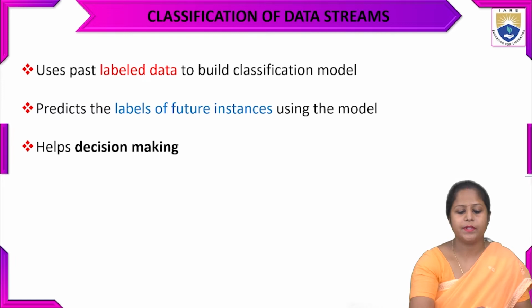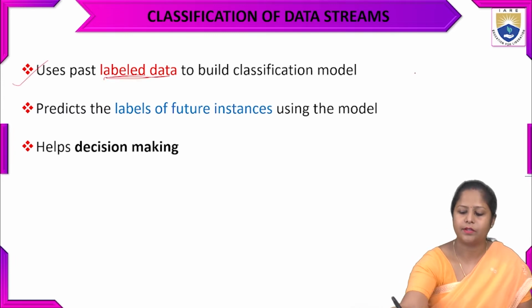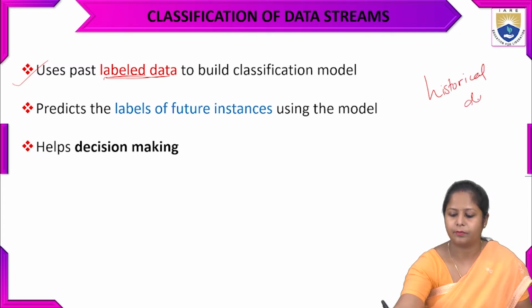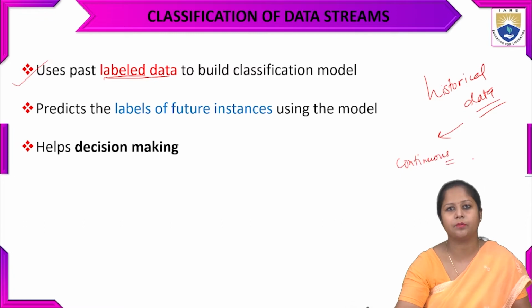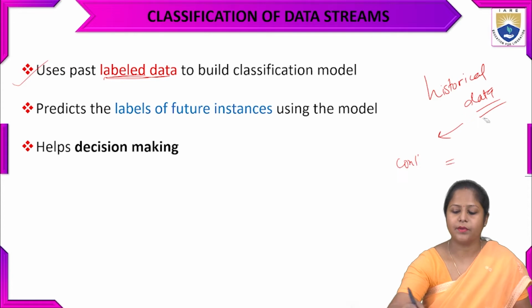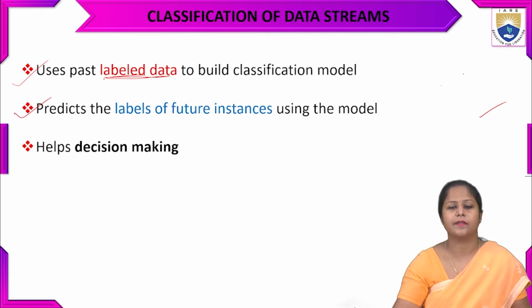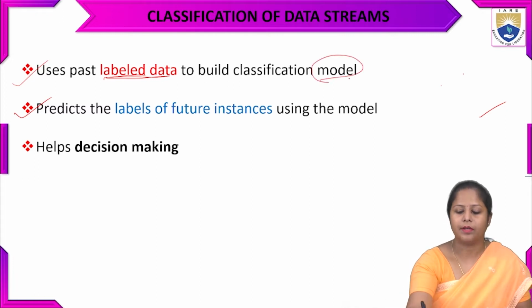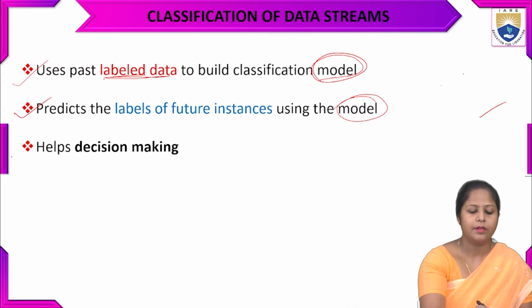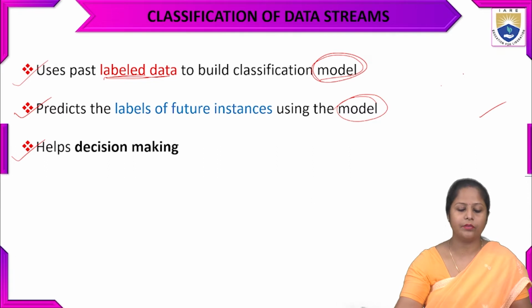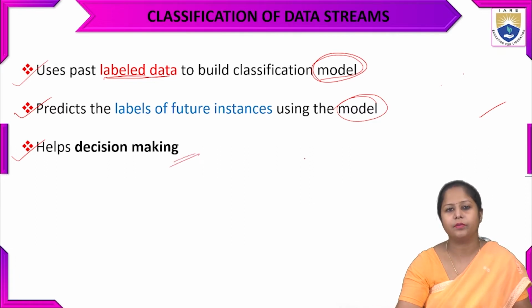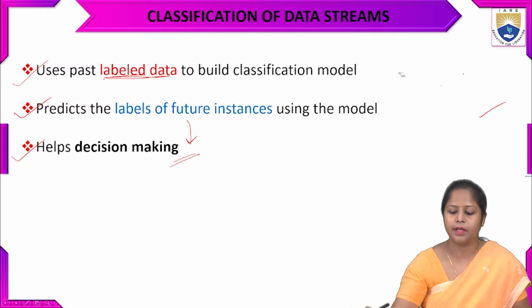Classification of data streams uses past labeled data, that is the historical data. That data will come continuously and will be stored somewhere in the database management system, and then we need to build the classification model for that. After that, it will predict the labels of future instances. Once we have made a model, we can use that model to take any type of decision or prediction. Finally, we can take the decision after the classification of data streams. These are the three labels.